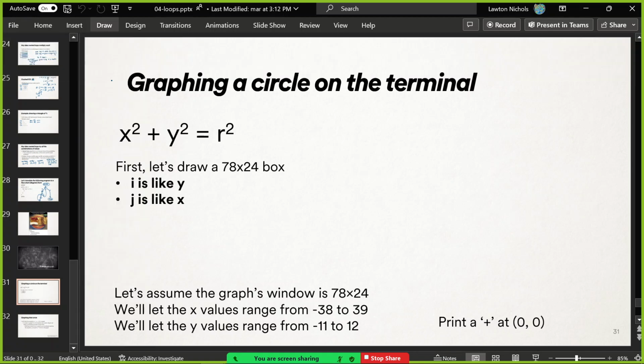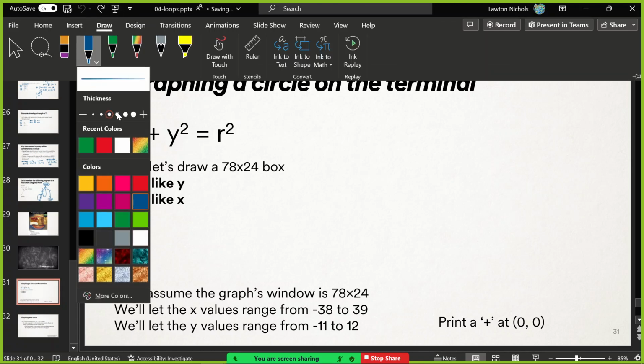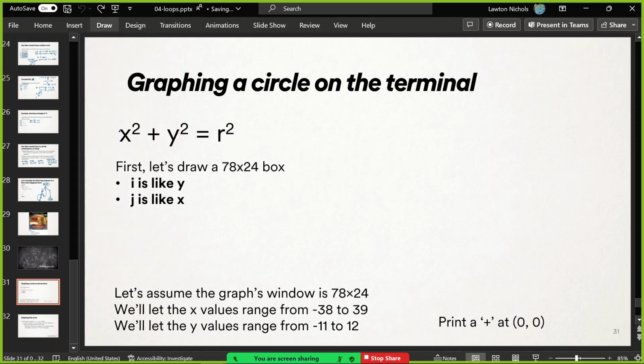I would like to graph a circle on the terminal. That's my goal. This is the equation for a circle. Hopefully we've seen that once before. We're going to use that to our advantage to actually graph a circle, just like of stars or something on our terminal. It won't be perfect because you can only use characters there. You can't plot images, but it's going to be close. It's going to be cool.